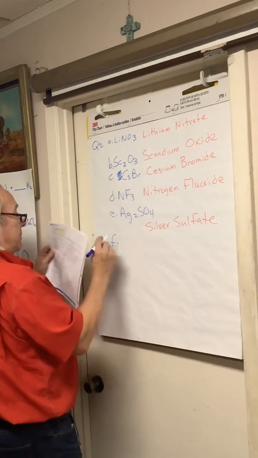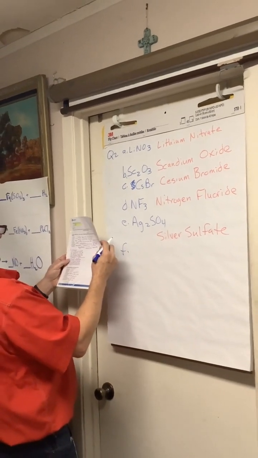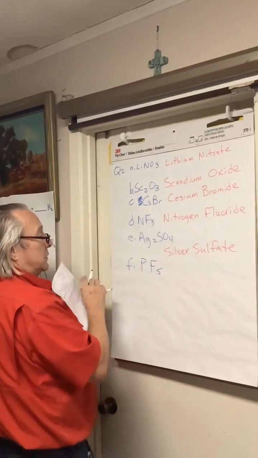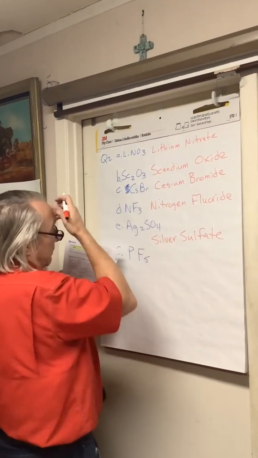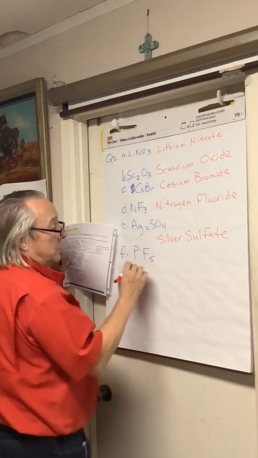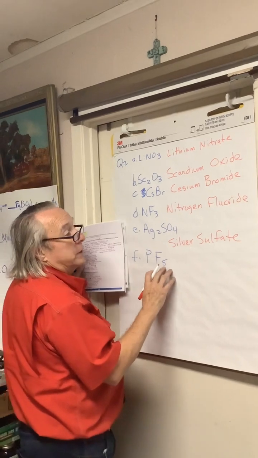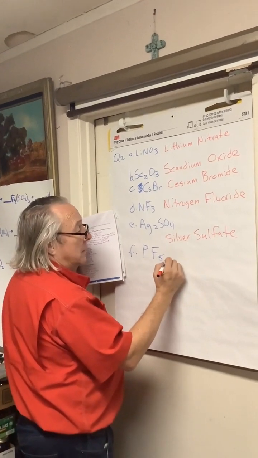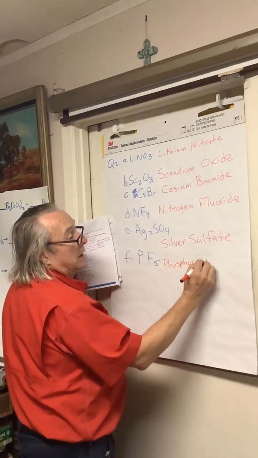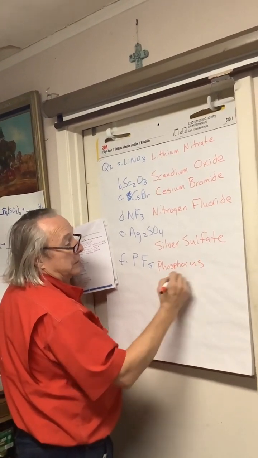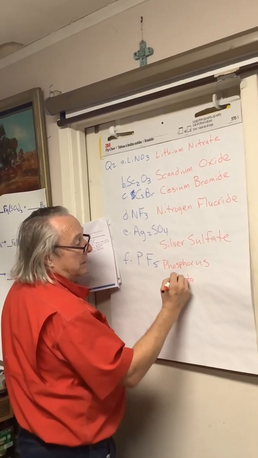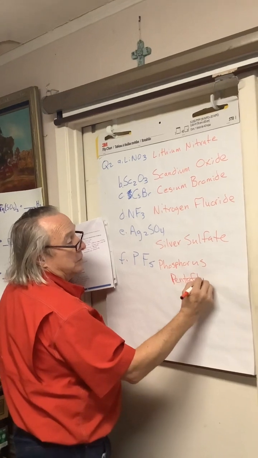F is PF5. Ooh, that's a fun one. Has a very interesting geometry. This is 2 non-metals. So now we do need to use our Greek prefixes. So this is phosphorus. I'm going to start over here because I don't have enough room. Penta for 5, fluoride.